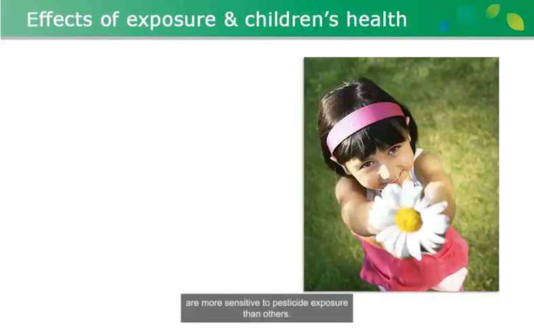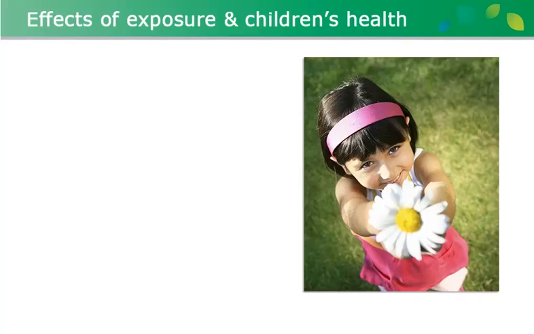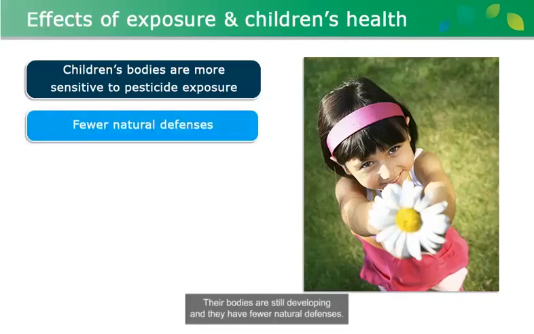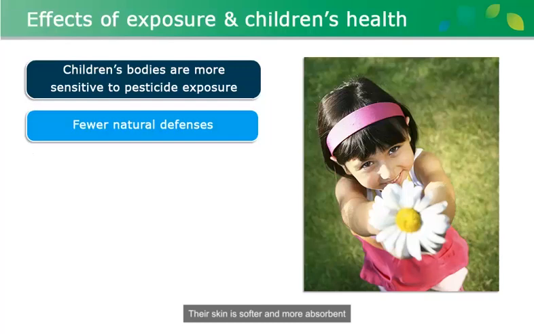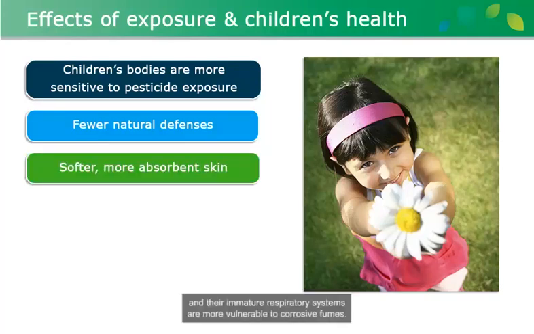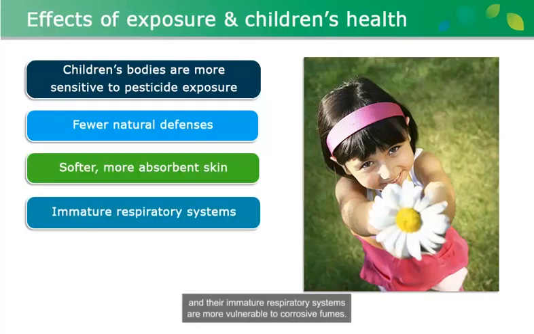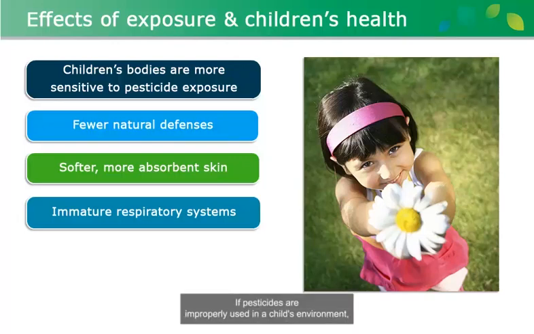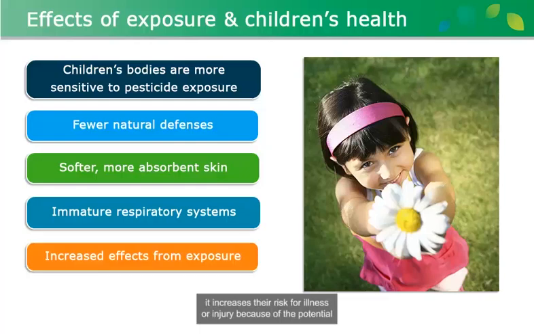Some people are more sensitive to pesticide exposure than others. A person's size and age can affect how their body reacts, so children are more sensitive than adults. Their bodies are still developing, and they have fewer natural defenses. Their skin is softer and more absorbent, and their immature respiratory systems are more vulnerable to corrosive fumes. If pesticides are improperly used in a child's environment, it increases their risk for illness or injury because of the potential for increased effects from exposure.